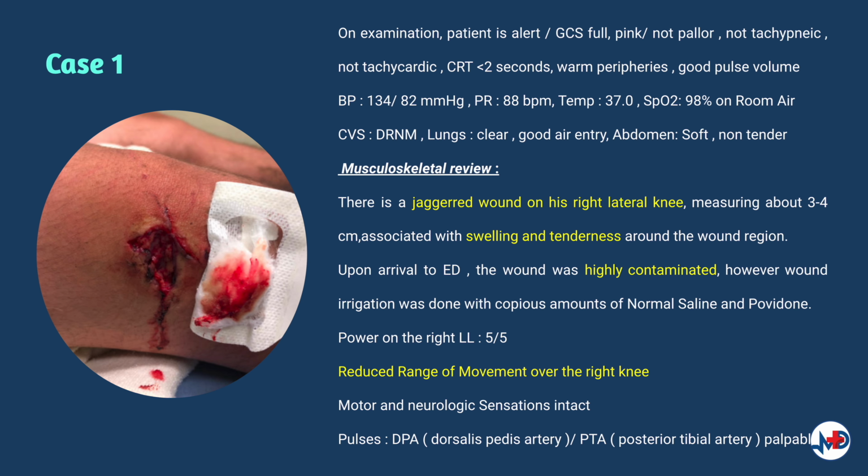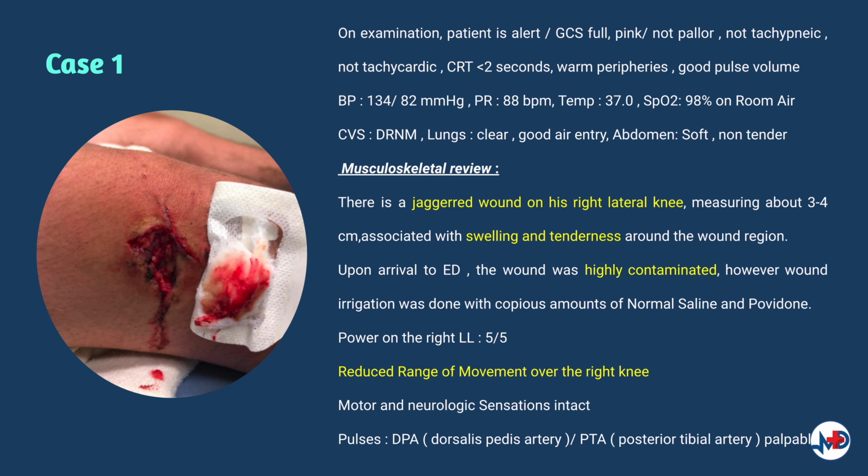So now looking into the musculoskeletal review, here you will need to describe each wound and physical examination relevant to the patient's injury. It begins with inspection and then palpation and then movement. So there is a jagged wound on his right lateral knee measuring about 3 to 4 centimeters associated with swelling and tenderness around the wound region. Upon arrival to the ED, the wound was highly contaminated. However, wound irrigation was done with copious amounts of normal saline and povidone.